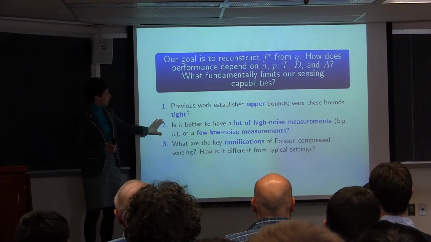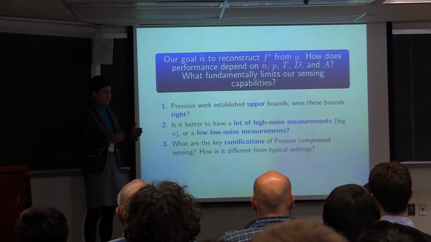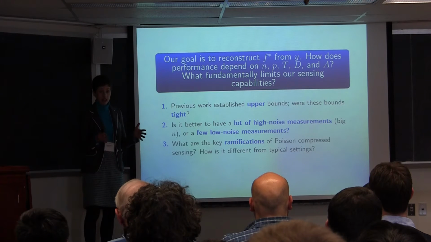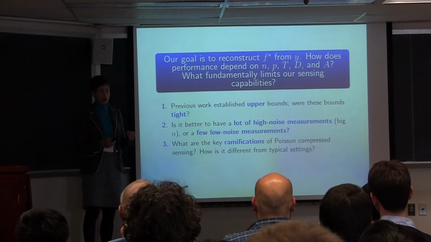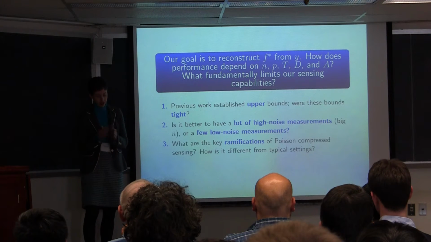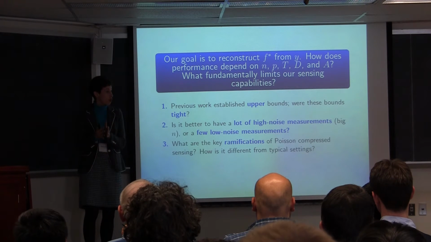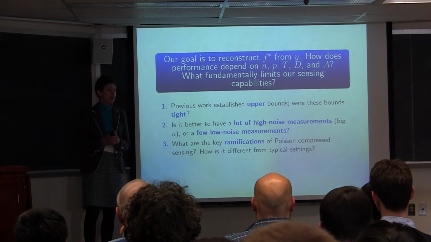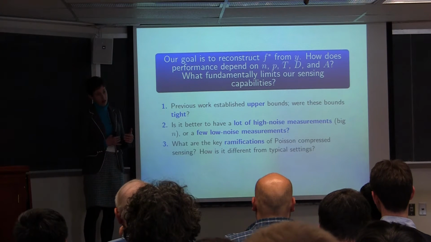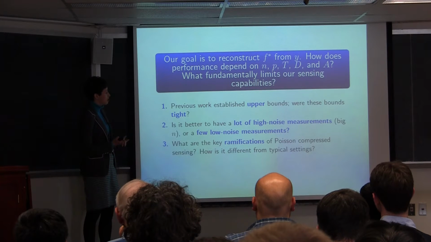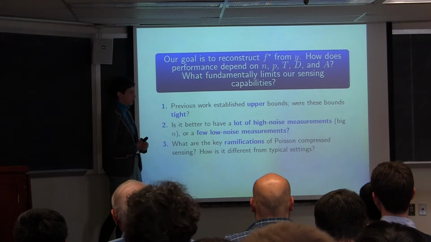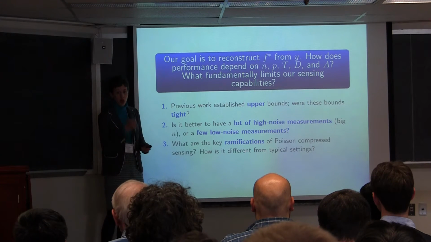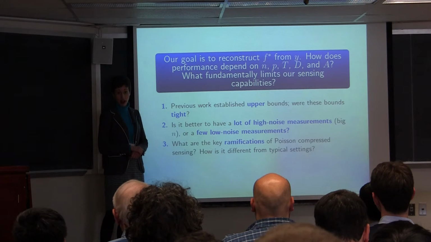You could also imagine asking a question like, if I have a fixed time T over which I'm collecting my data, is it better for me to very rapidly collect a large number of measurements where each one of those measurements is going to have a small number of photons and therefore be low quality? Or is it better for me to have a small number of high quality measurements? Right? And so we'd like to understand what the trade-offs are there. And finally, we'd like to understand what some of the key ramifications of Poisson compressed sensing are. Is this just more of the same, or are there some unique effects that are happening here?